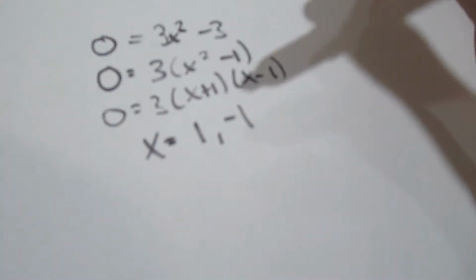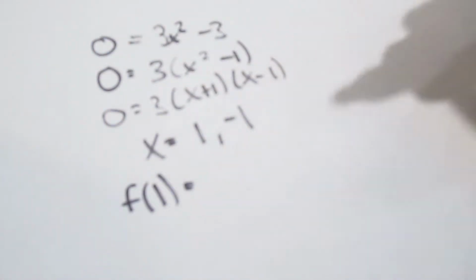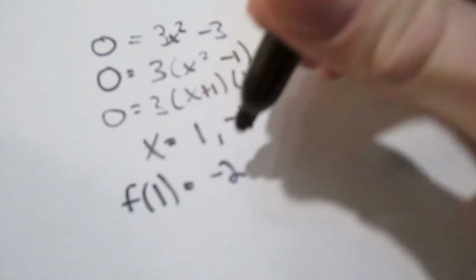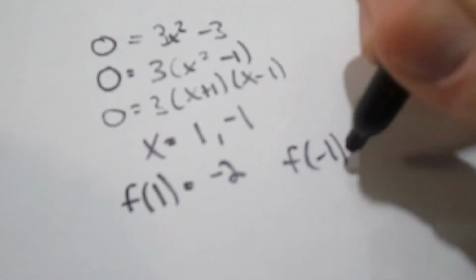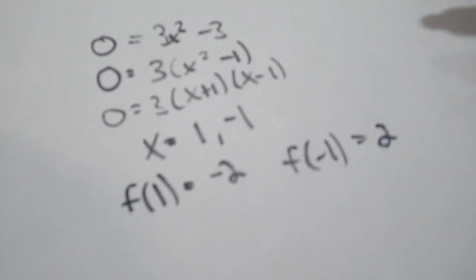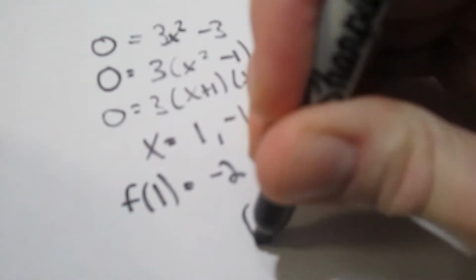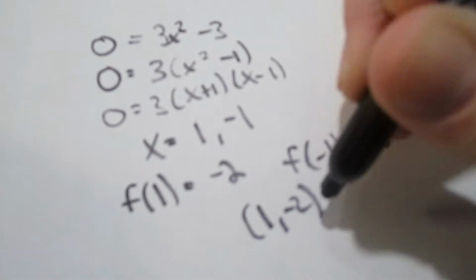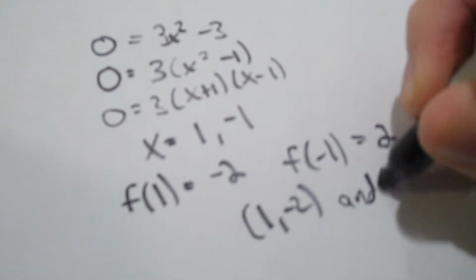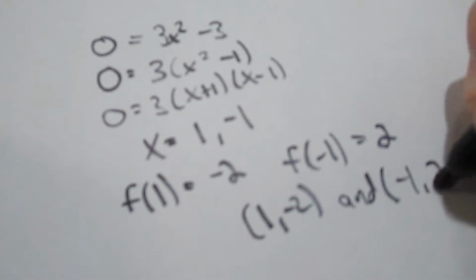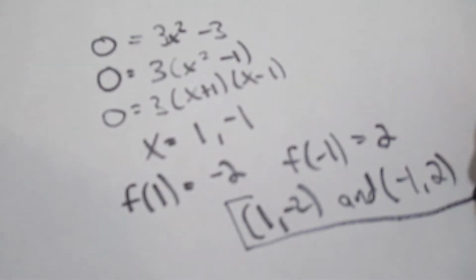Now if you want the y values, you simply plug these two back into the original equation. Not this one. This is the derivative. You got to plug it back into the original equation. So you'd plug that back into f of x. So f of 1 equals, well, it's 1 minus 3, so negative 2. And then f of negative 1 is 2. So you'd say at 1, negative 2, and negative 1, 2. Those are the two points where the line tangent is horizontal.